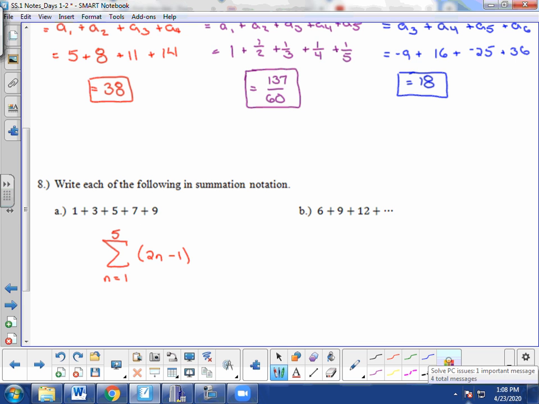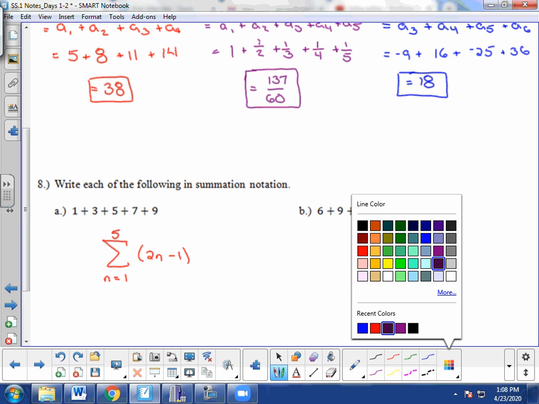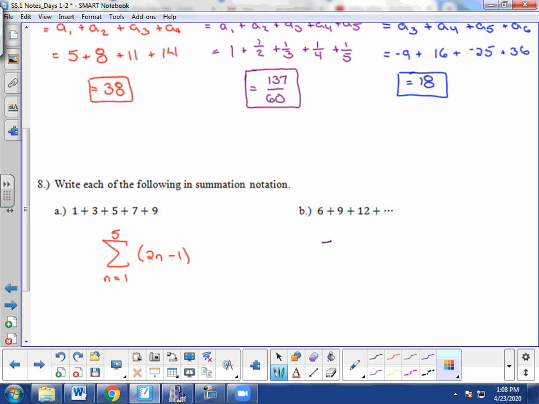Taking a look at B, B is similar, but has some differences. So again, this is a summation here. We may assume this one's going to start at 1, so I'm going to go ahead and start it at 1. One thing that we notice here is that it has 3 terms, but then it goes on forever. So this one is not going to have an ending. So we're going to put a little infinity symbol up there on top of the summation notation, showing that it's going to continue endlessly.